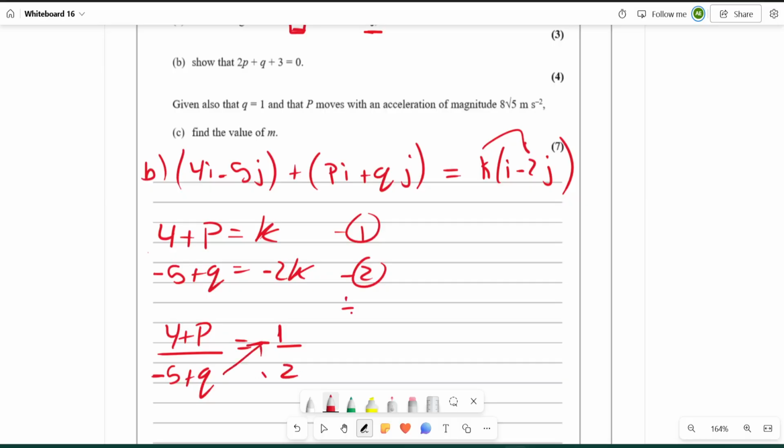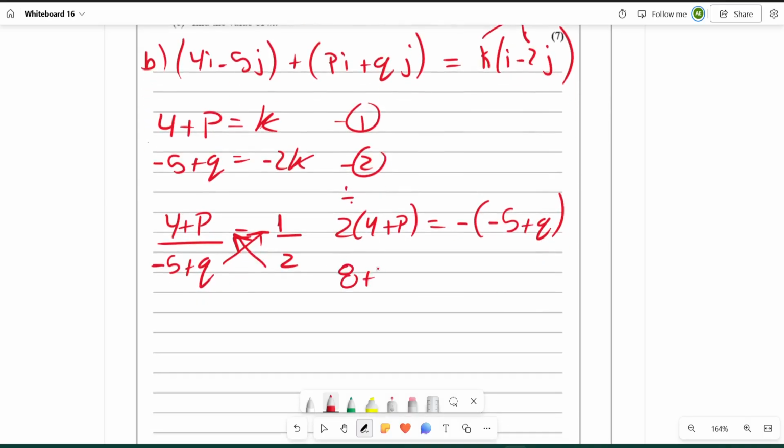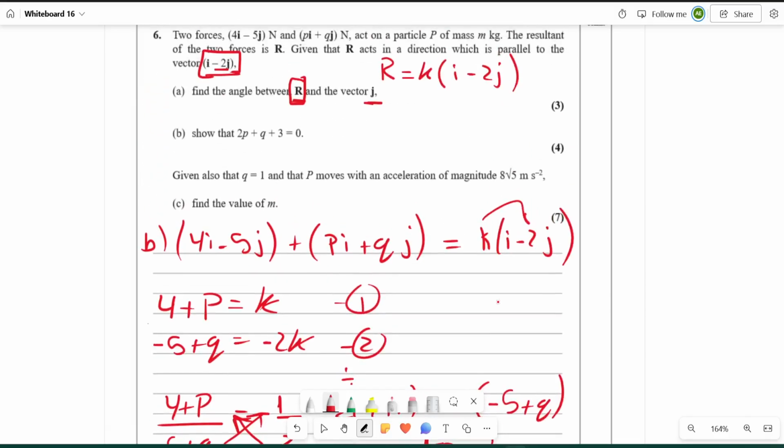I'm going to cross multiply. So this is going to be 2 into 4 plus p equals negative 1 into negative 5 plus q, and expand from here. So 8 plus 2p equals 5 minus q. Now I need everything on one side, so I'm going to have 2p. I'm going to move this over here, it's going to become plus q, and I have this plus 8 minus 5. So this is going to be 2p plus q, 8 minus 5 is positive 3, equals 0. And I believe that this is what we were supposed to show over here.